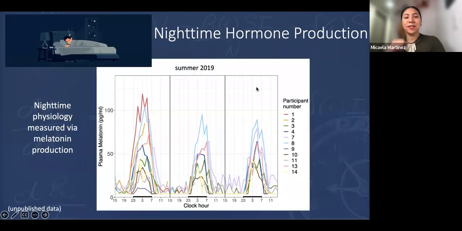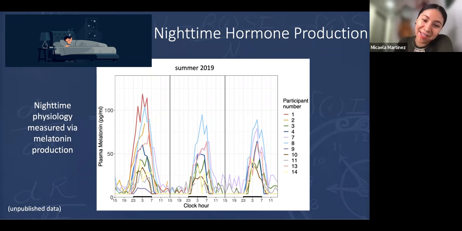And so I just wanted to give you a feel for what we saw in our participants. And as I was saying, we're still in the data analysis phase. So this is by no means complete, but I want to give you a sense of what's happening. So here is an example of a nighttime hormone, melatonin. So melatonin is produced at night and is really a measure of our nighttime physiology. So think of melatonin as kicking our bodies into nighttime mode.